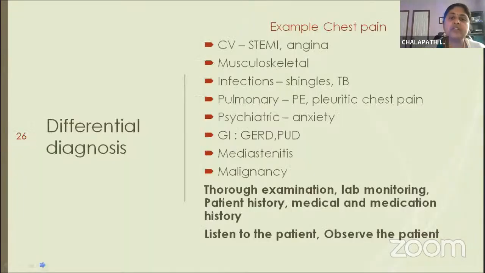There was a question on differential diagnosis. As I told you again, we are not doing the diagnosis here. If a patient complains of chest pain, I have listed out all the reasons for the chest pain. It can be cardiovascular in nature, it can be infectious, pulmonary, psychiatric, atypical chest pain in a patient with GERD, or it can be malignancy. So the clinician has to rule out all these and then focus on what is the reason the patient is having the chest pain.